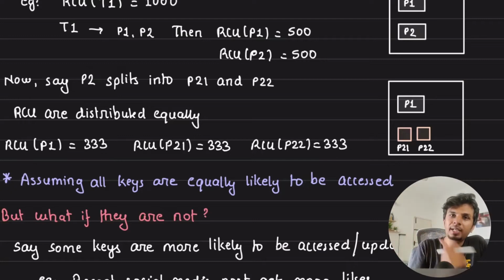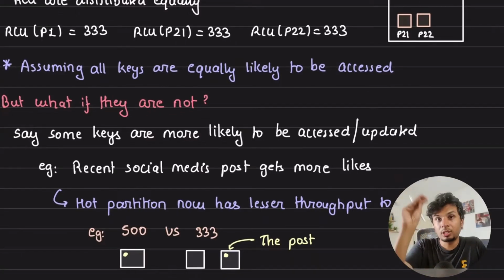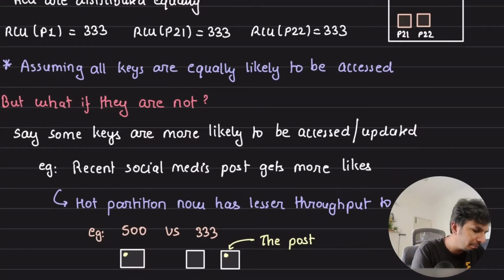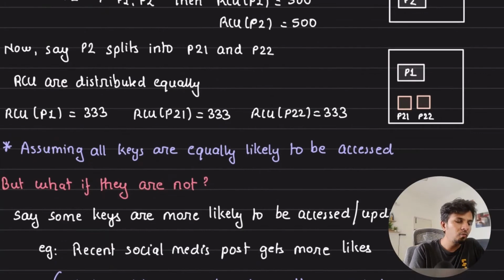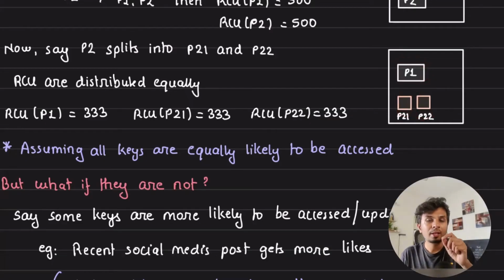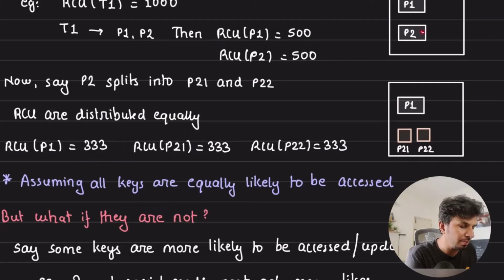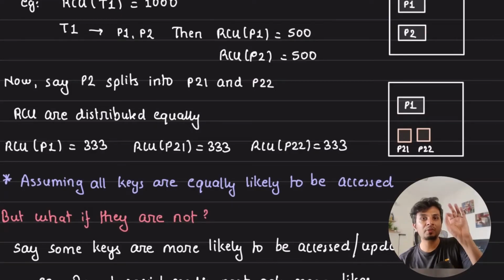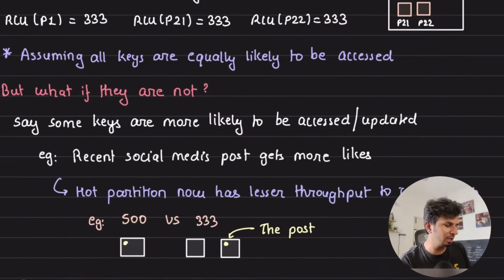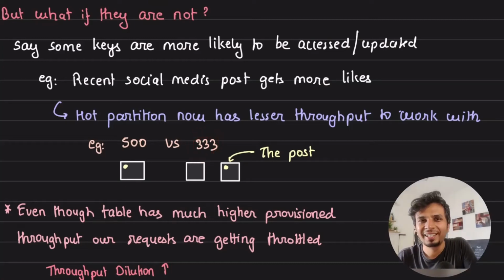Now what did you do? You split the partition into half, P21 and P22. When you split this in half, the hot post would have been in any one of them. Let's say it is in P22 here. But now, what would be the distribution? 333, 333, 333. The problem is, that same post was part of partition 2, was getting 500 as its provisioned capacity, but after splitting, that same post is now getting 333 as its provisioned capacity. So this problem is called throughput dilution. You have diluted the throughput by horizontally scaling it.